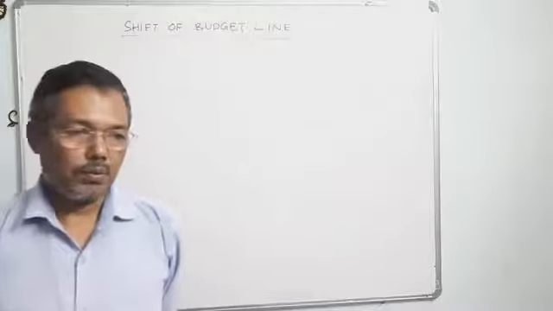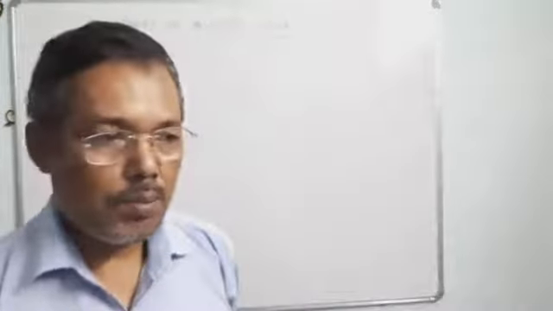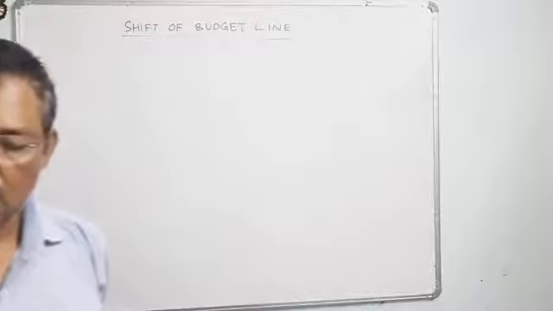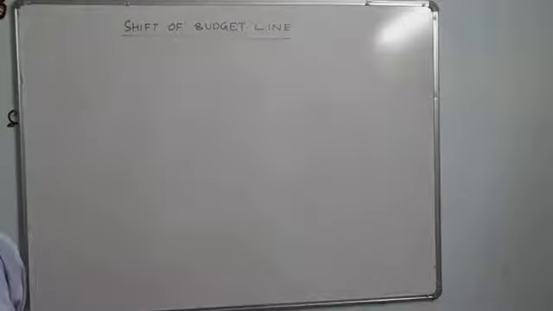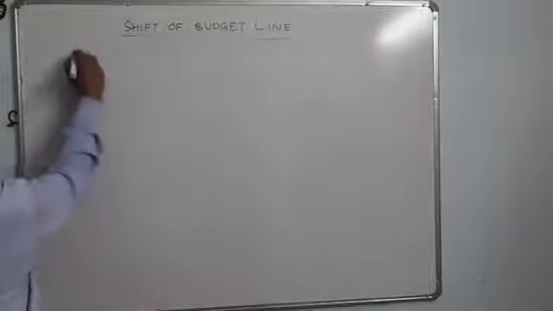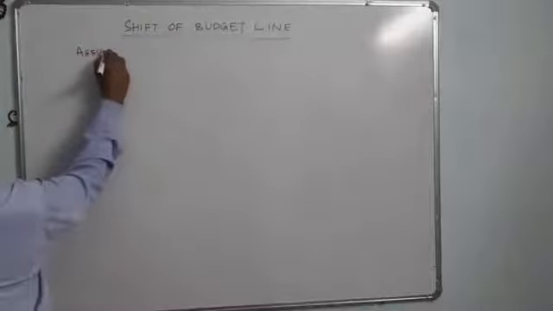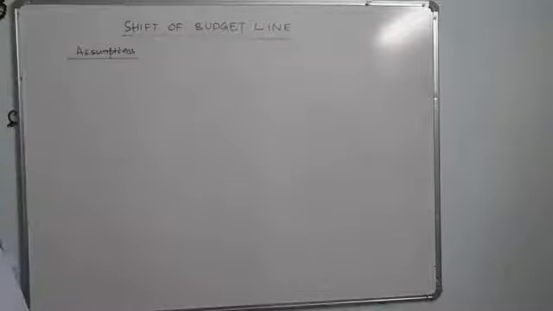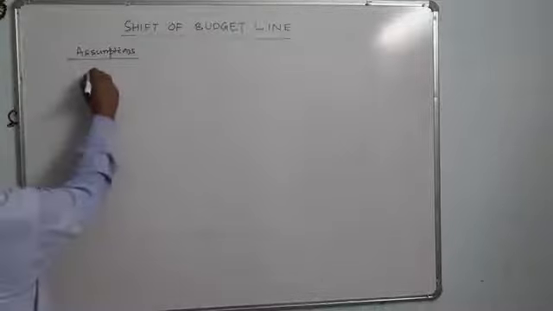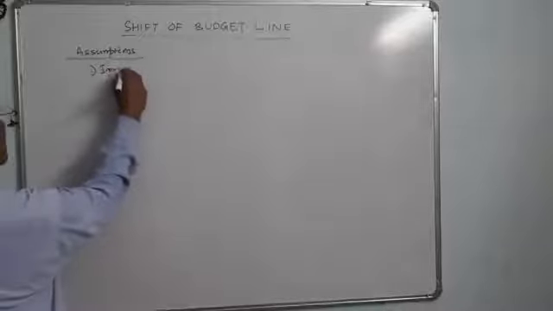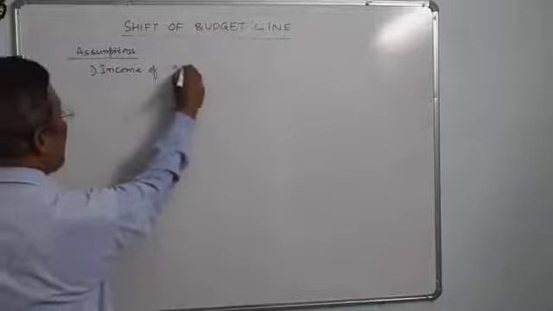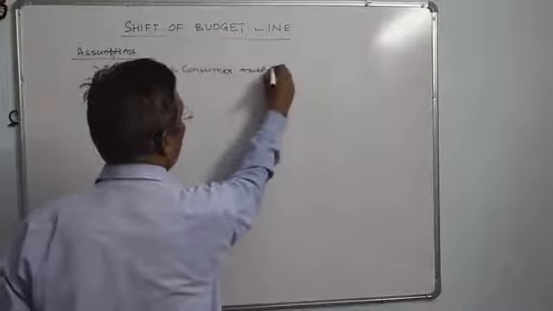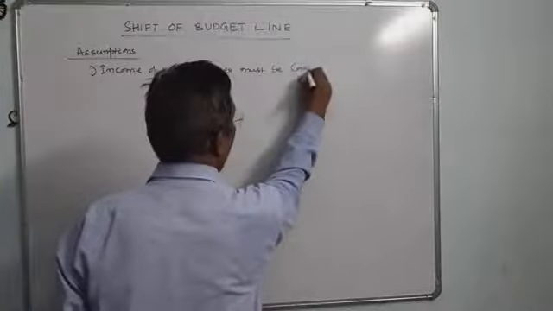Today we will start the shift of the budget line. Before we start that, we have already discussed what a budget line is and what the assumptions of the budget line are. The assumptions of the budget line are, number one, what I told all of you: the income of a consumer must be constant.